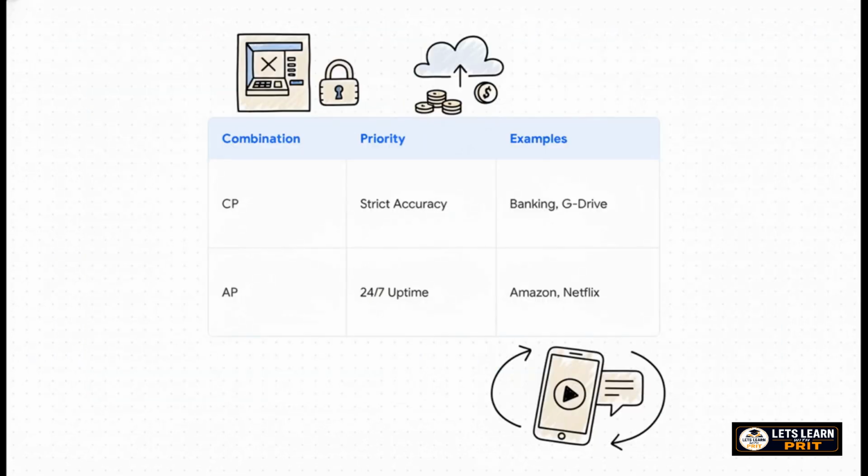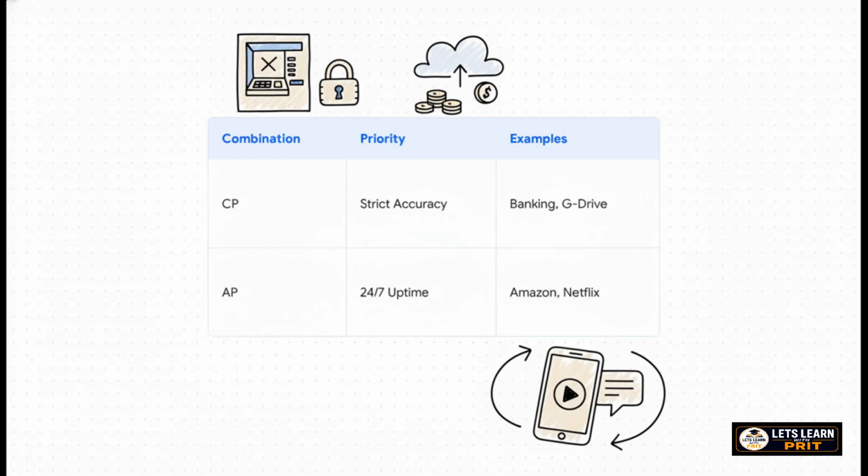Let's break down these combinations with some real examples. This is super important. Banking systems and Google Drive, they use CP. A bank absolutely cannot afford to show you the wrong balance, right? They require strict accuracy. If their service can't sync, the ATM simply says out of service.